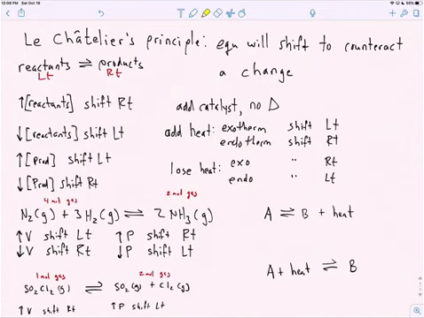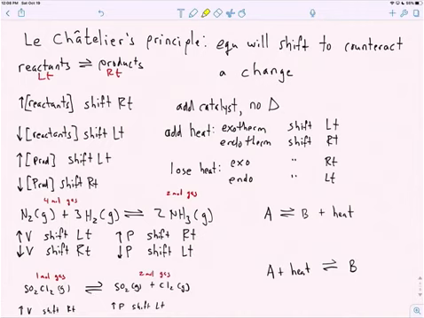If the concentration of reactants goes down, that means more products will react to form more reactants, and we will shift left. Same idea for the products: if the concentration of products increases, we will shift left to get rid of those products.